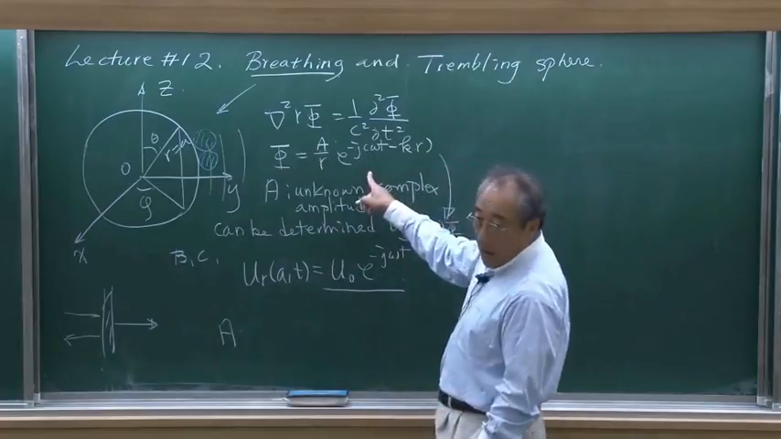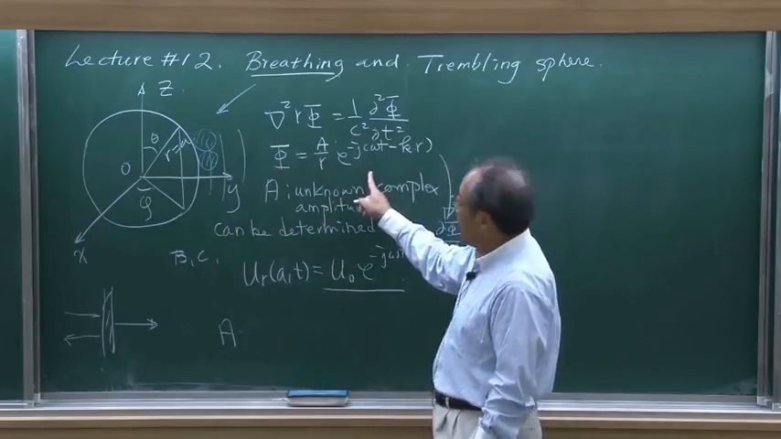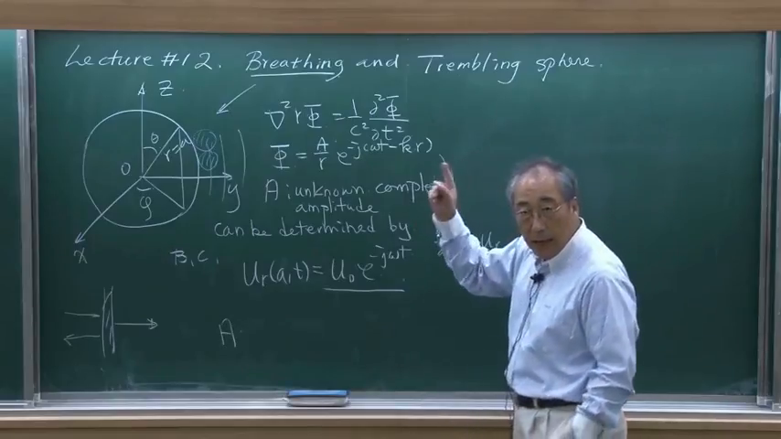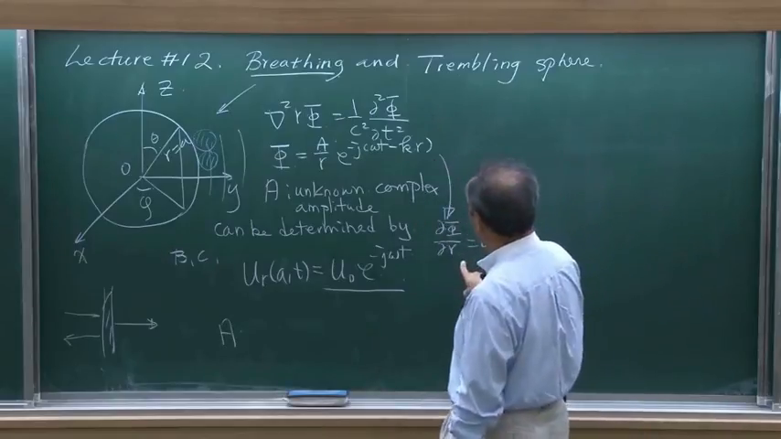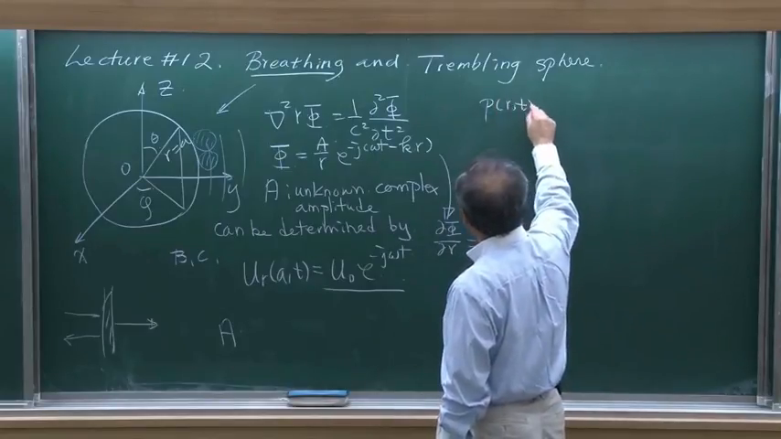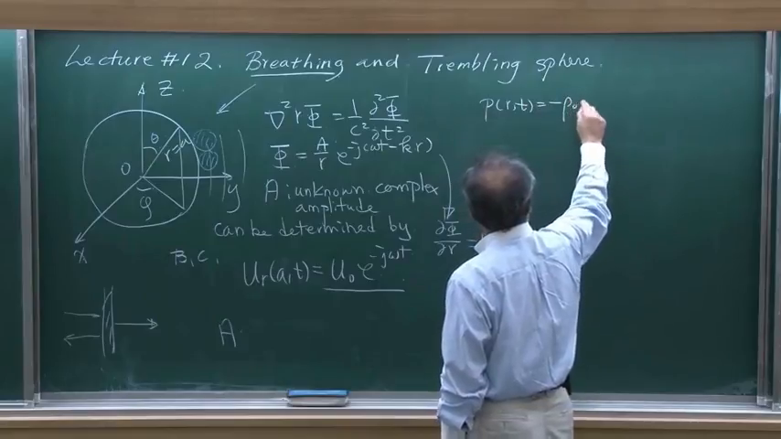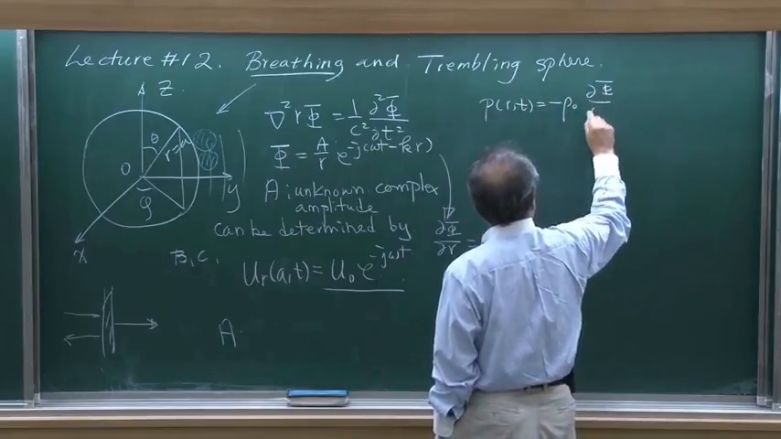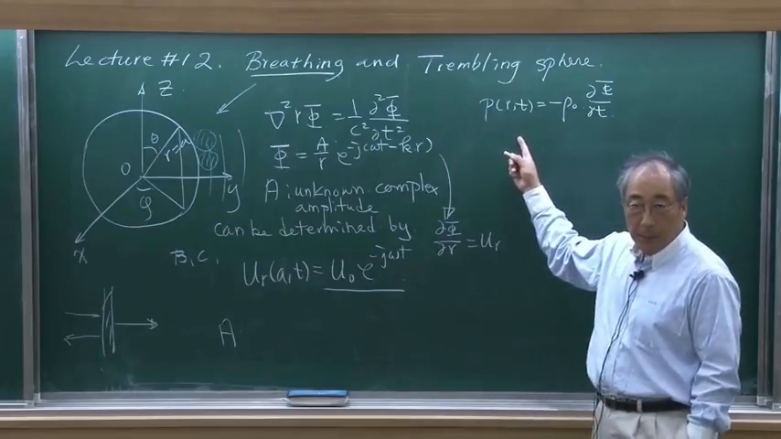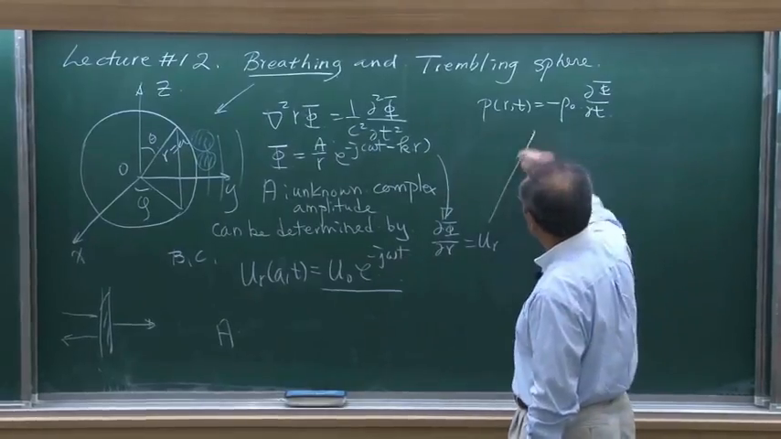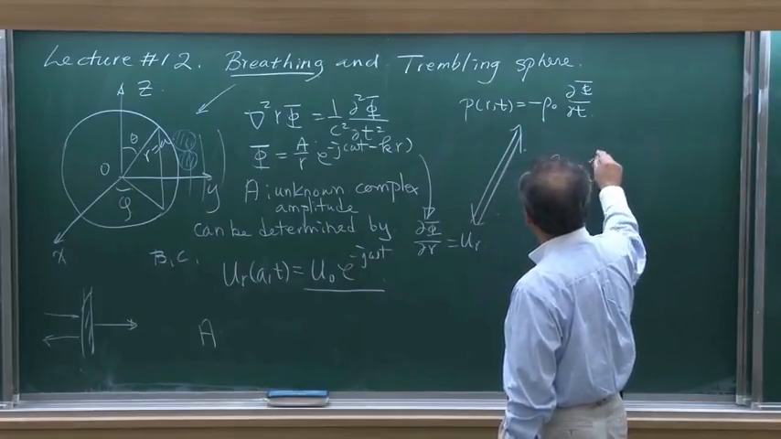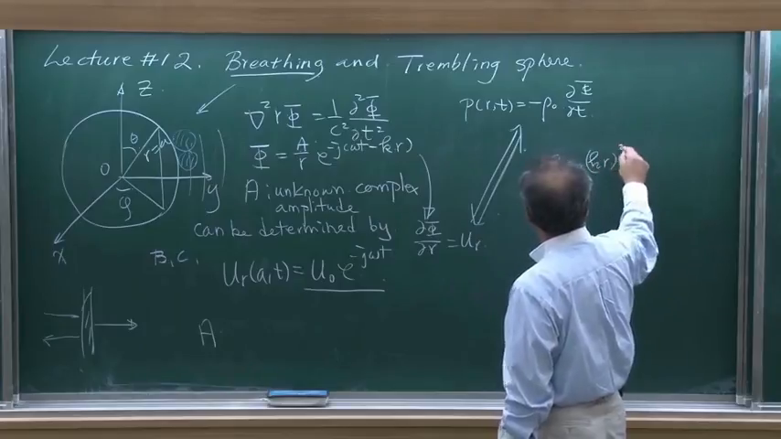Therefore, we got phi, the velocity potential, and using the relation between velocity potential and velocity, which I said over there, the pressure with respect to r and t can be obtained by rho 0 d phi dt. So we obtain the pressure. And those velocity and pressure were functions of kr or kr squared. That's what we learned in the last lecture.